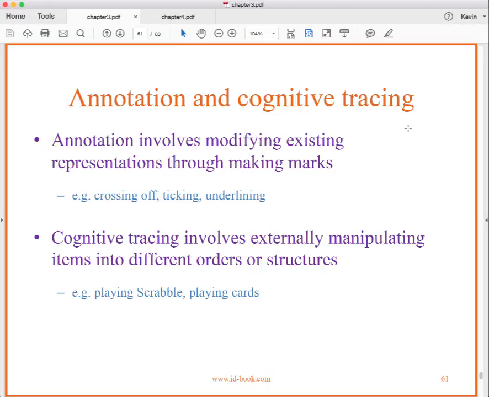Cognitive tracing involves externally manipulating items into different orders or structures. So the classic examples of these are putting your Scrabble letters in order on your little tray that holds them, or sorting your playing cards into order so that you can better understand the value of the cards in your hand, or what your strategy or tactics might be for your next couple of plays.